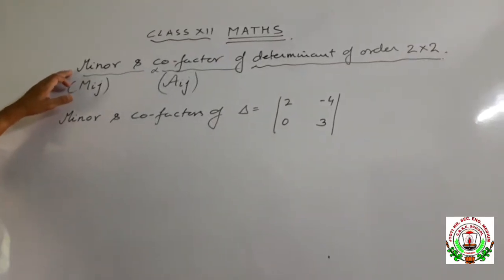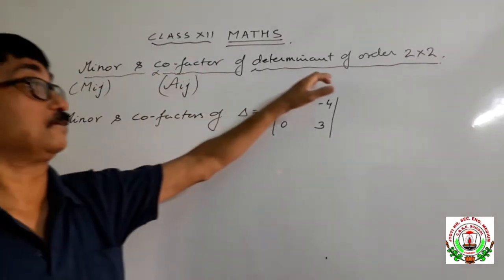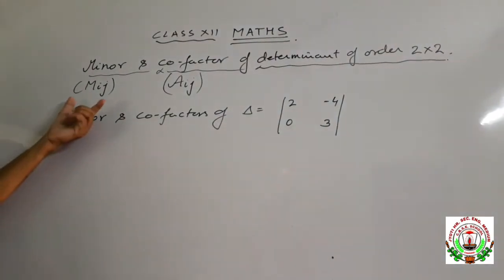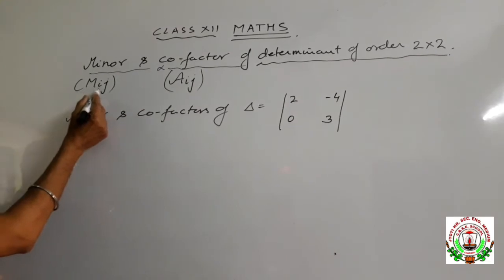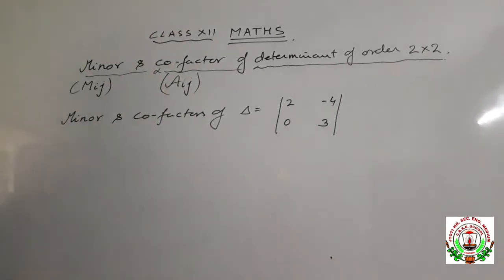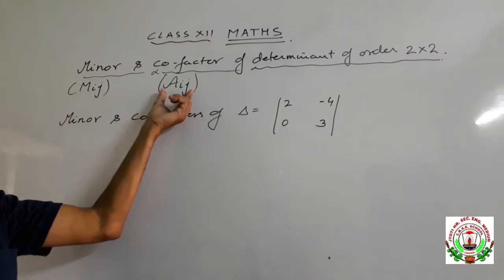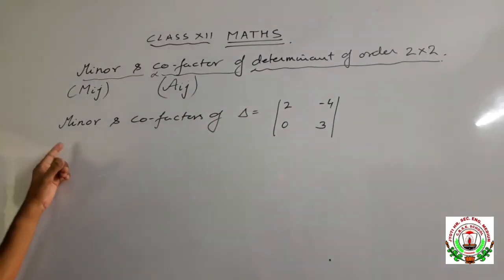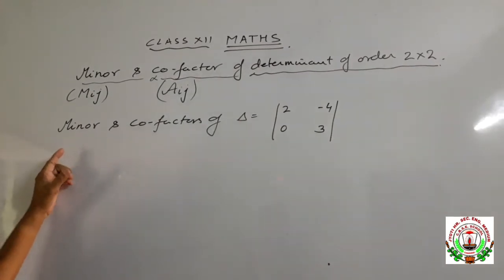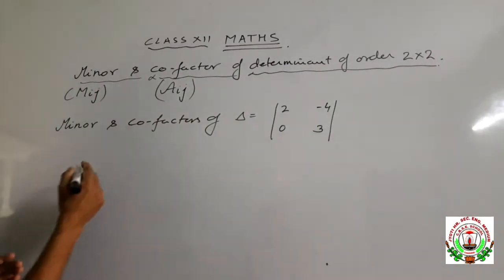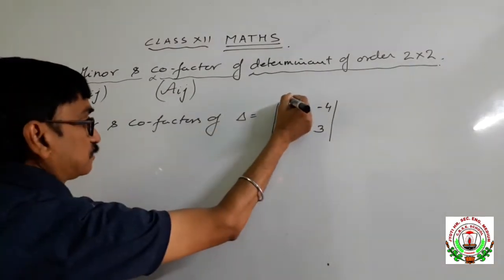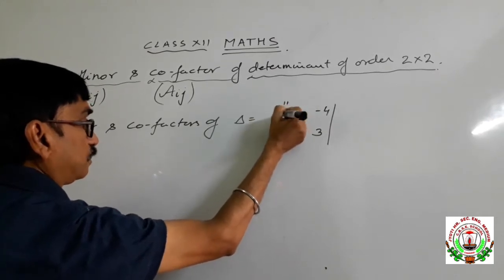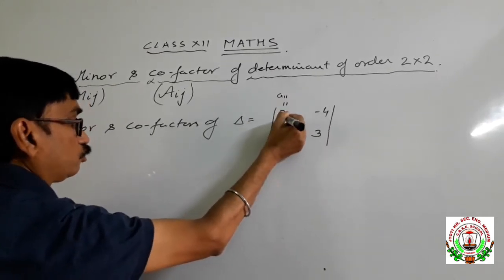So today we are going to discuss the minor and cofactor of a determinant of order 2 by 2. Minor is always denoted by Mij and cofactor is denoted by Aij. So minor is obtained by deleting the row and the column. Suppose the first element is here, row 1 column 1, that is A11, whose constituent is 2.